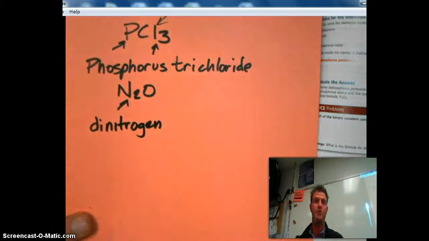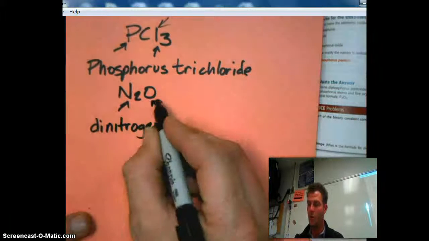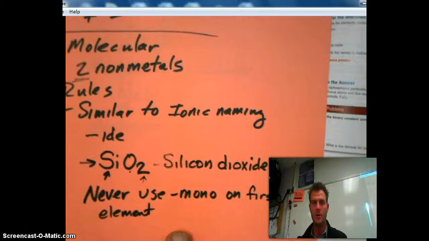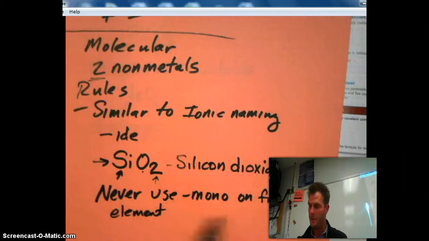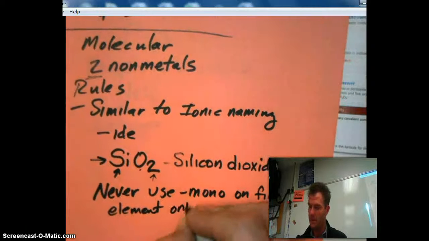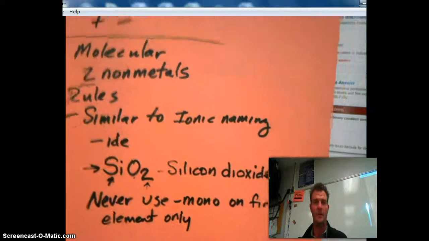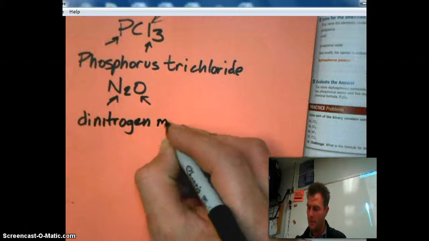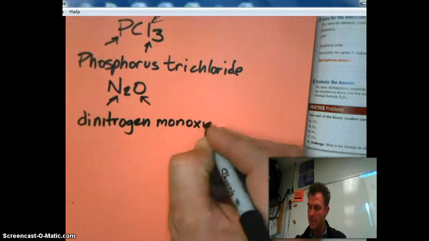Okay. Now this is also the first time where we have seen one element in the second term. So now we have to use mono. The mono was also never used on the first element only. You can use it on the second element. So since we have only one oxygen, we would call it monoxide.